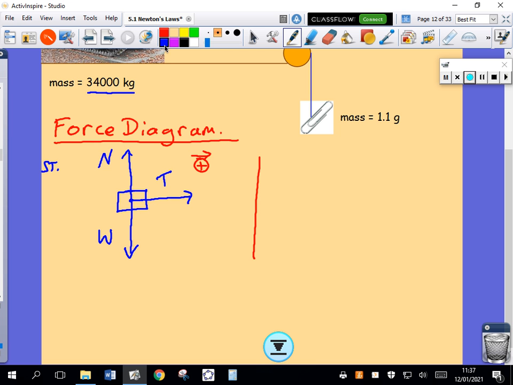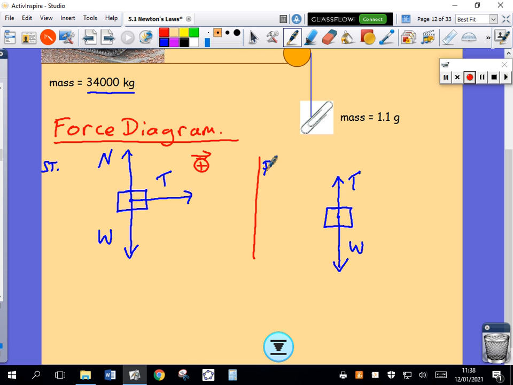I'm also going to draw a force diagram for my paperclip. Again, all my objects in my pictures, I'm drawing them in as blocks. So what forces are acting on the paperclip? Well, there's the force of gravity pulling the paperclip downwards towards the center of the earth. That's the weight of the paperclip. And then there's a tension pulling back up against the paperclip, which is T. Okay. So those are my force diagrams.